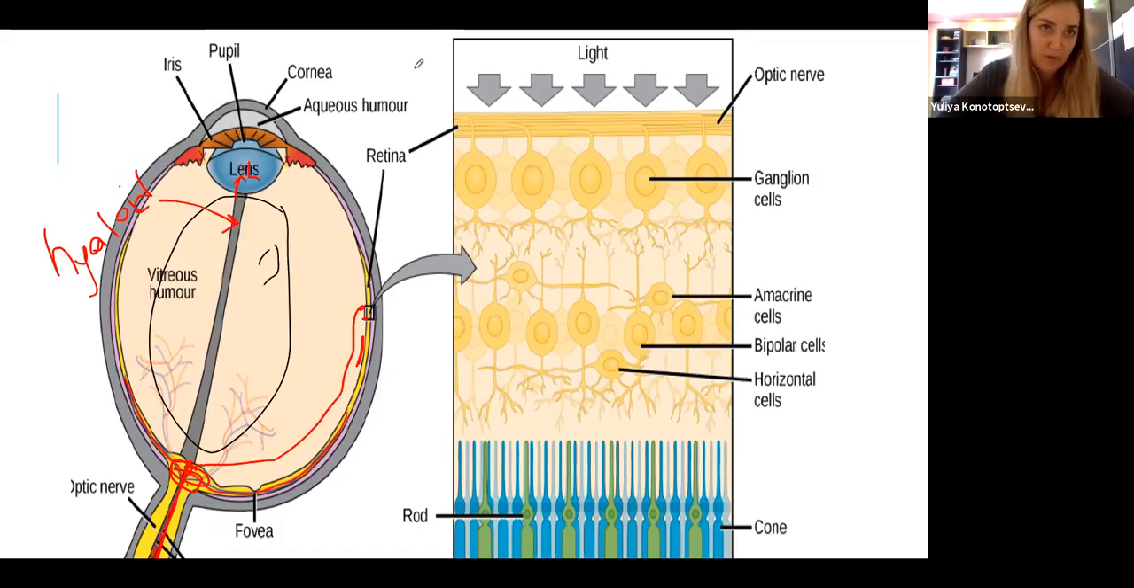What is the purpose, I repeat, of the hyaloid artery? It supplies lens. We have to make lens. We have to grow it. So in embryo, we have an artery just for the lens. It's called hyaloid artery.